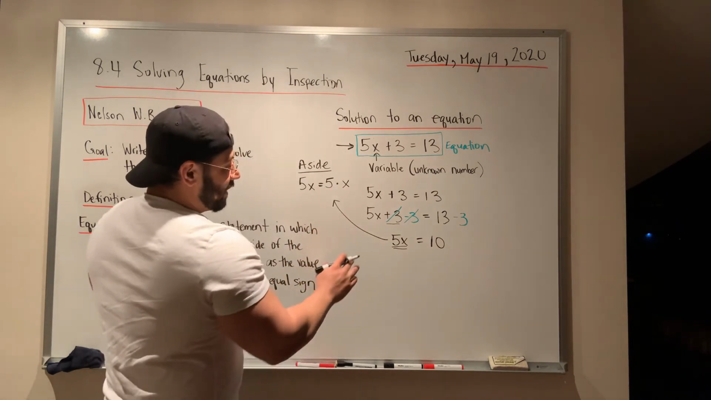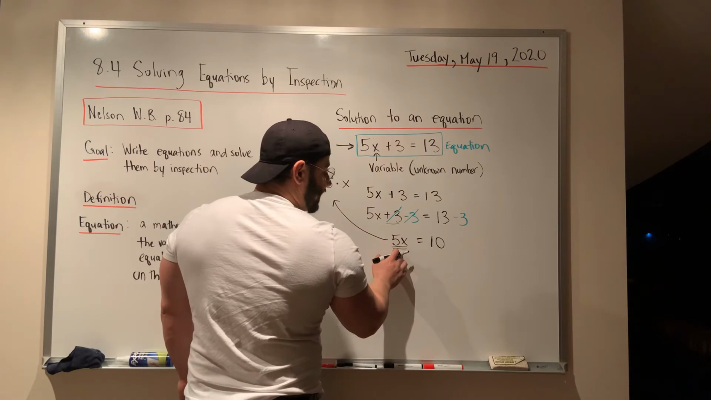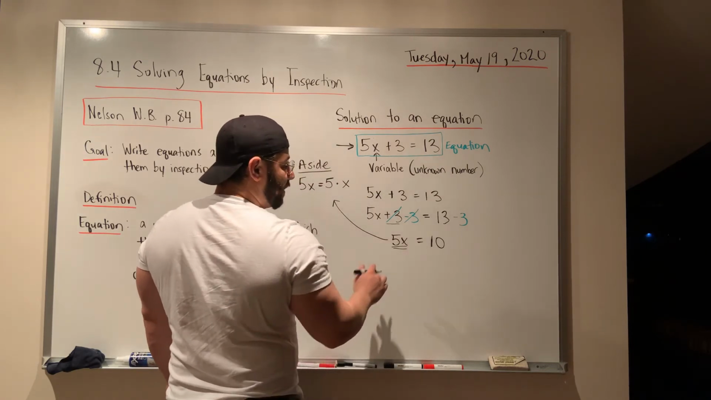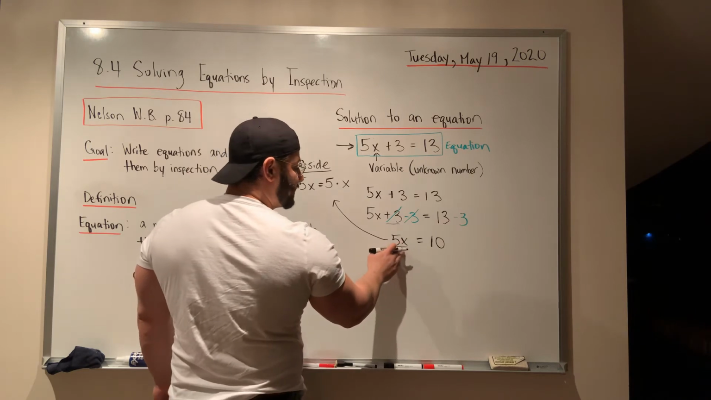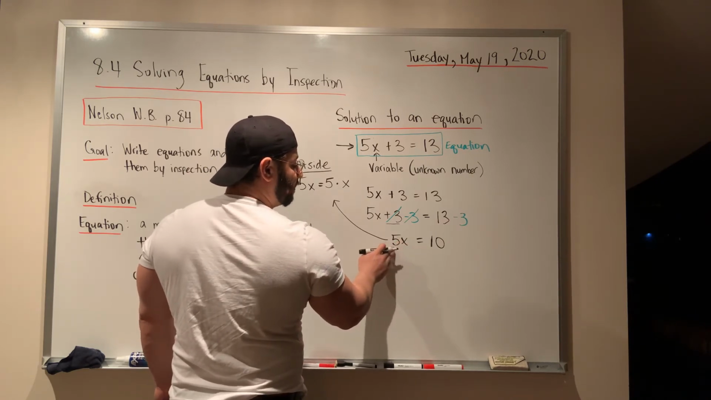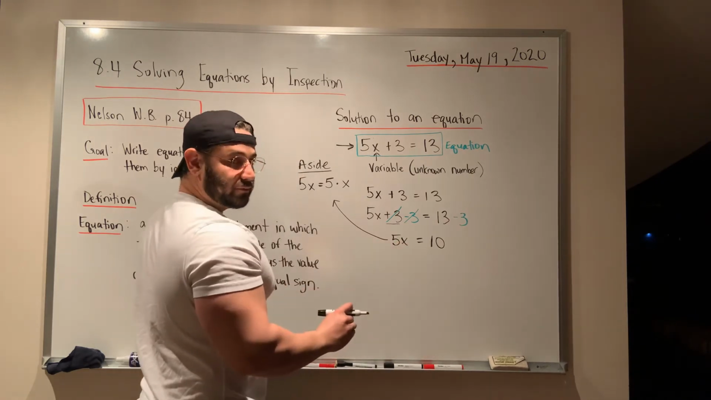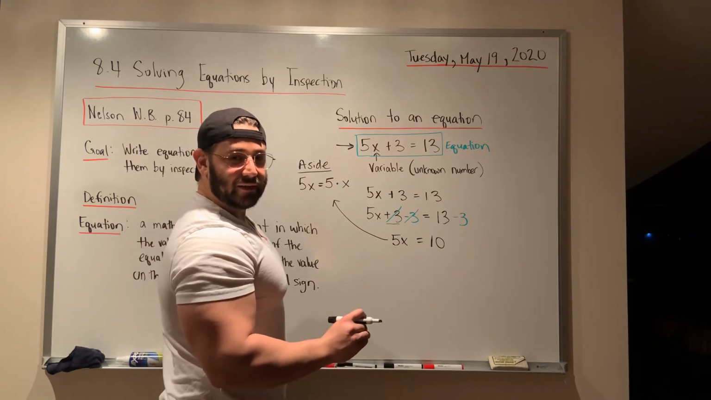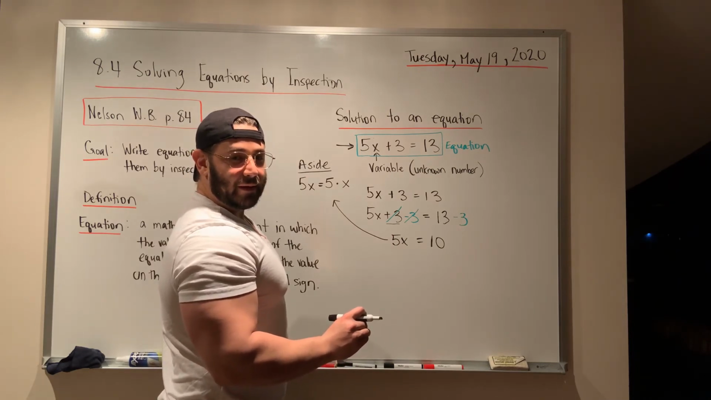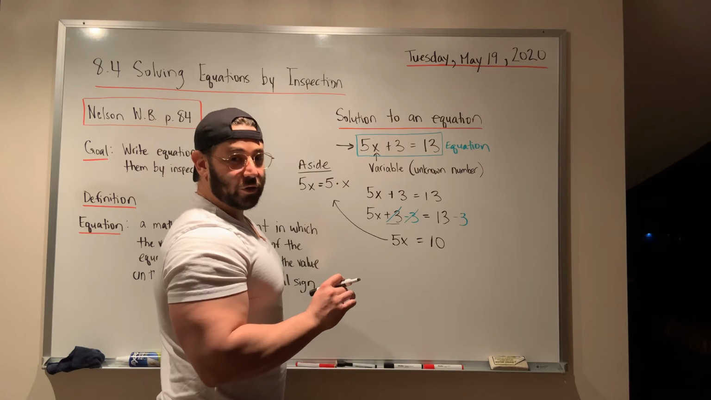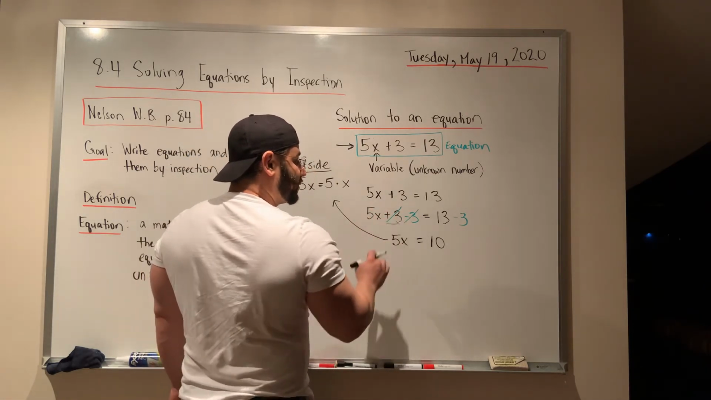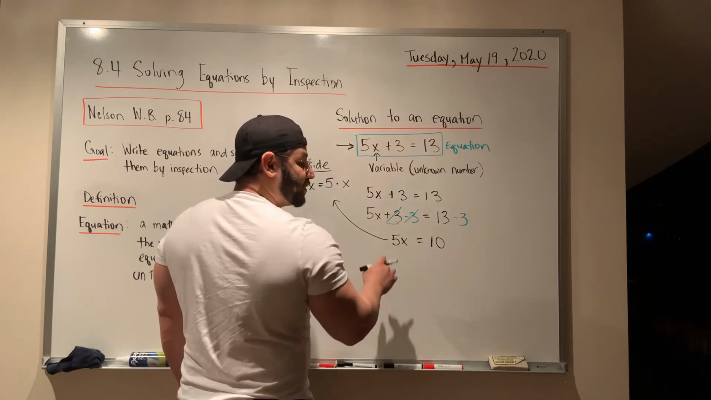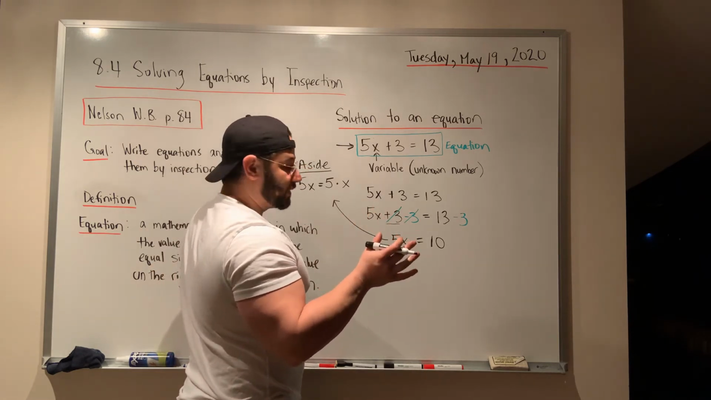So if this is 5 times x, and I need to isolate for x, and remember I have to do the opposite of whatever it is, what is the opposite of multiplication? I'll give you a second to think. Okay, so if you said division, you're right. So the opposite of addition is subtraction, the opposite of multiplication is division, and vice versa.